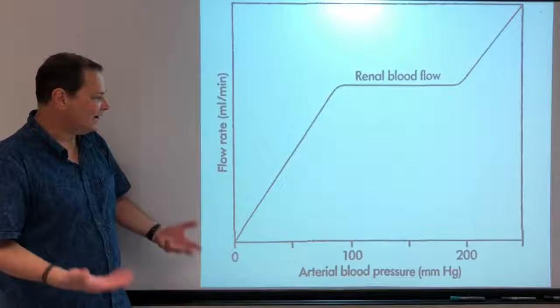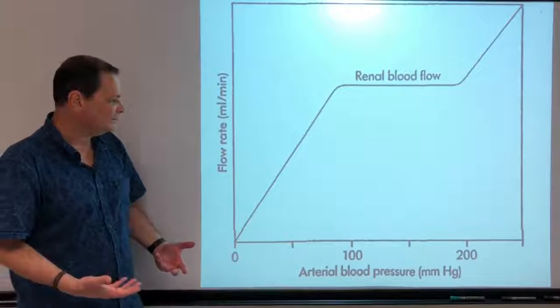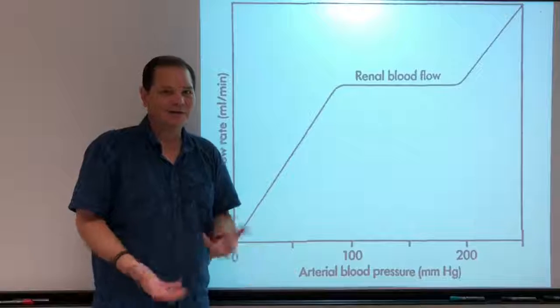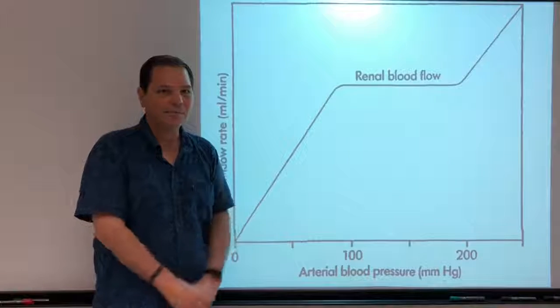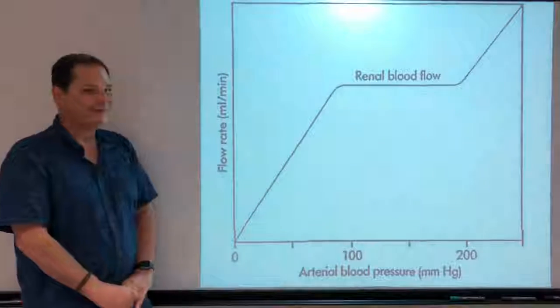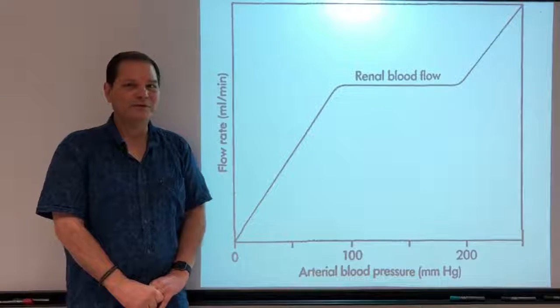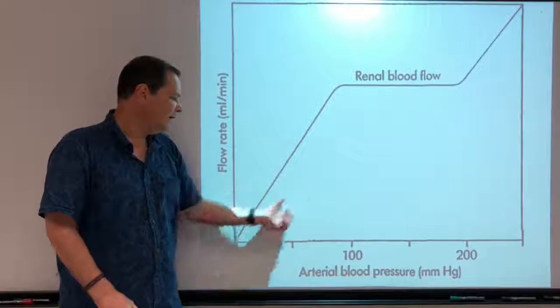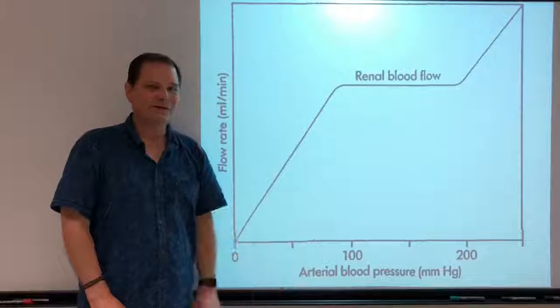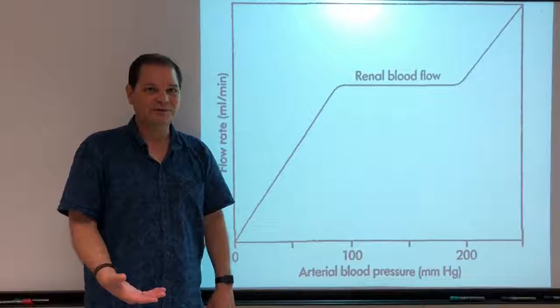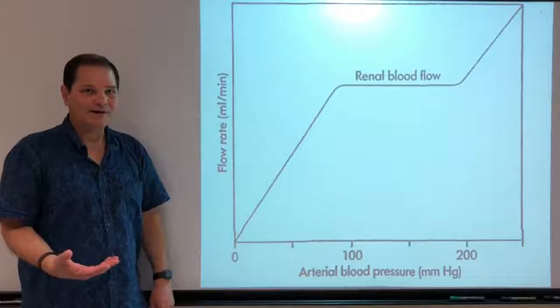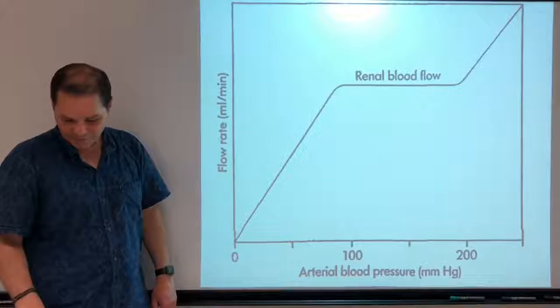So this is a phenomenon known as autoregulation of flow. It happens to some extent in most arteries, but by far it happens the most in the kidney, and this is the response that you see in the kidney, and I'm going to briefly introduce it to you here because the myogenic mechanism is largely responsible for it.